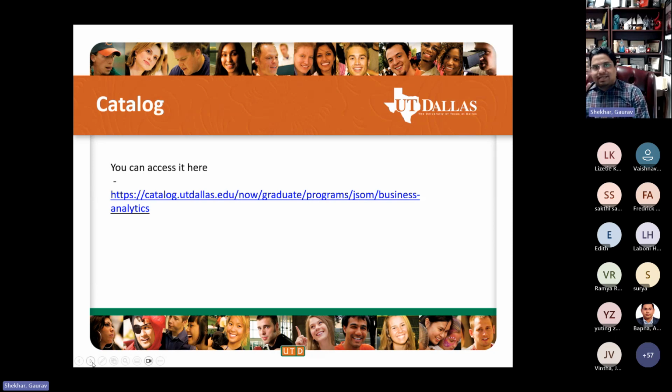Catalog. What is a catalog? So think about this as a menu card. You go to a restaurant and the restaurant tells you, here are the items that we will serve you. You look at the catalog and then the menu, and then you select what you want to order. You can't go to restaurant A and say that I want stuff from restaurant B, because that's not on their menu. The same way, the university also has a menu card, and that's called the catalog.